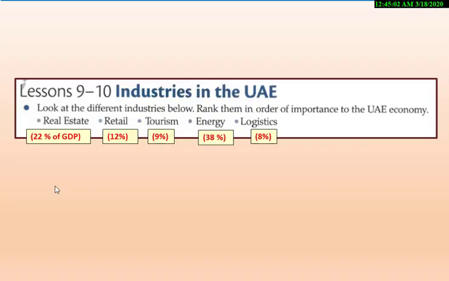Now let's rank them in order of importance to the UAE economy. 38% of the GDP is from energy. 22% is from real estate. 12% from retail. 9% from tourism. And 8% from logistics.